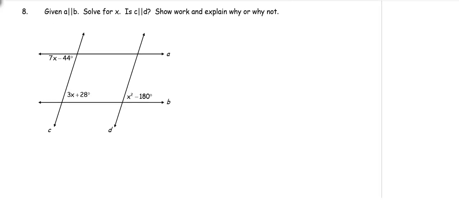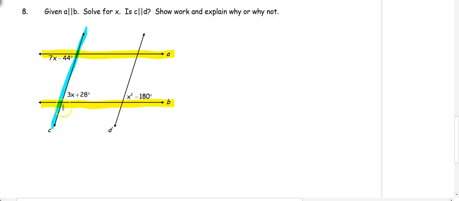Number 8, given that A is parallel to B, solve for x, is C parallel to D? So right now, we know that line A and line B are parallel. C and D are just seen as transversals. So in order to solve for x, I need to use an angle relationship on the same transversal. So looking at the blue, I have alternate interior angles that I can use to solve for x.